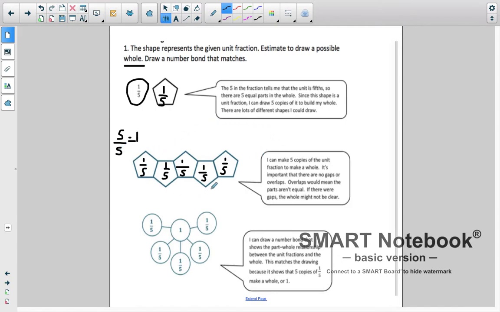They also asked to draw a number bond. So this we did in week 5, day 2, where we had 1, and we have 1/5 5 times because 5 1/5 will equal 1 whole. So 1, 2, 3, 4, 5. They made 5 1/5. That equals 1 whole. All right, we're going to move on.